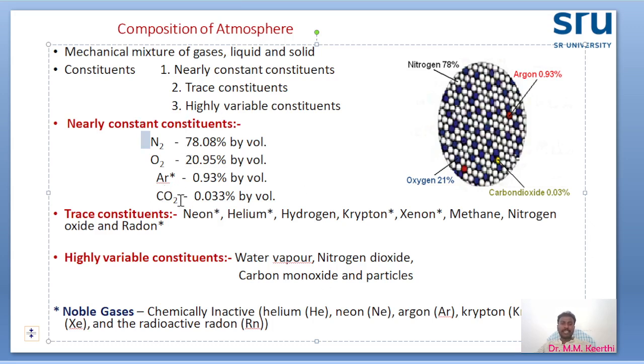What are the trace minor gases? Neon, helium, hydrogen, krypton, xenon, methane, nitrogen oxide, and radon. Highly variable means it varies from place to place, time to time, and season to season. These are water vapor, nitrogen dioxide, carbon monoxide, and other particles. Next are the noble gases. These are chemically inactive gases: helium, neon, argon, krypton, xenon, and radioactive radon.